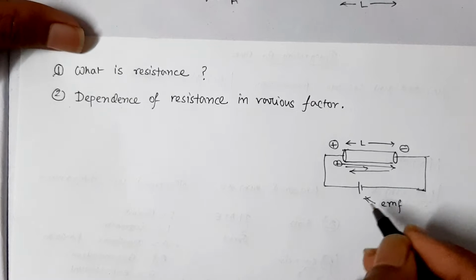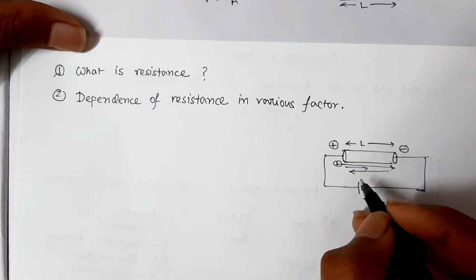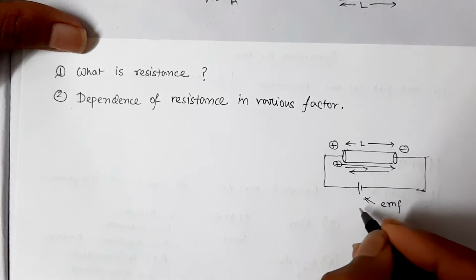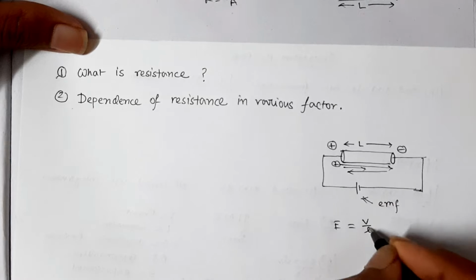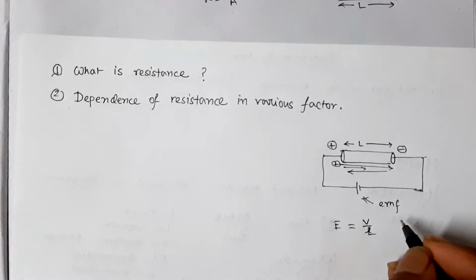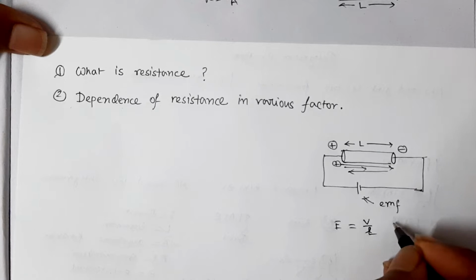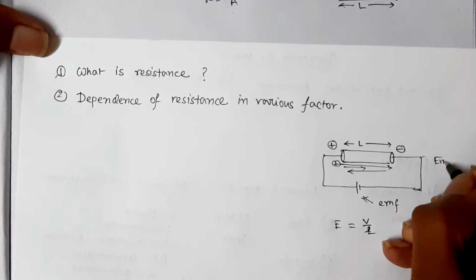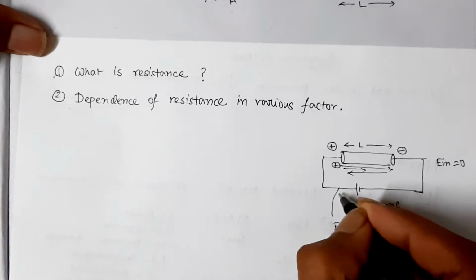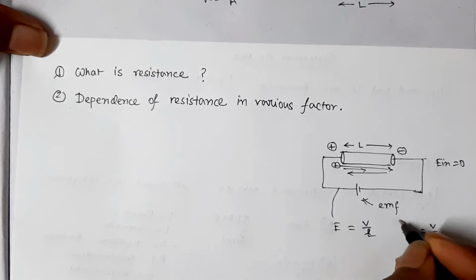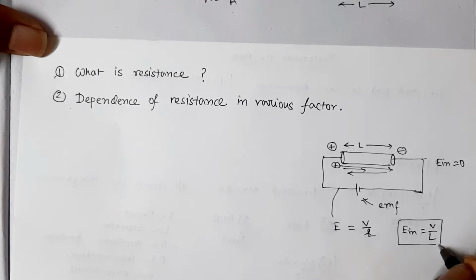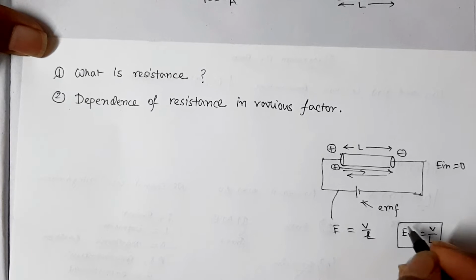By adding an EMF, we actually create an electric field, E = V/L, where L is the length of the wire and V is the potential difference across the wire. Every conductor normally doesn't flow charge because E inside is equal to 0, but here E inside is not equal to 0, because E = V/L. So this differs from a conductor which does not flow charge.